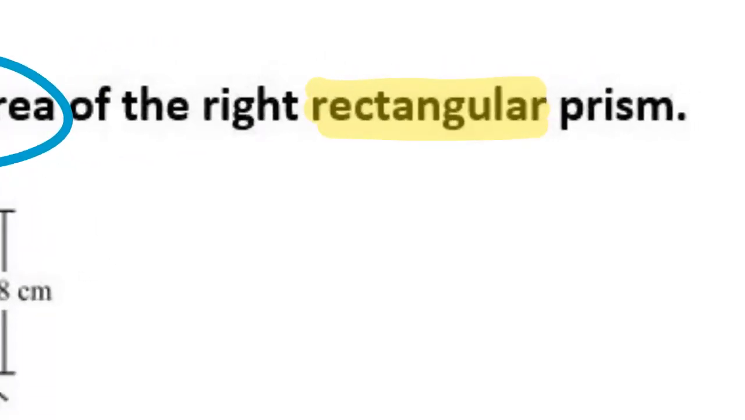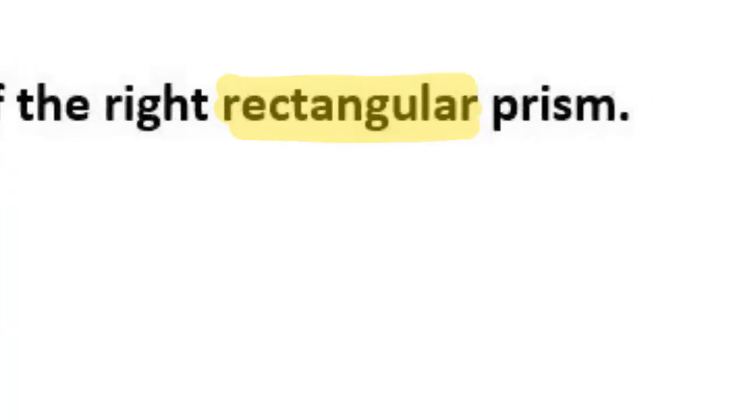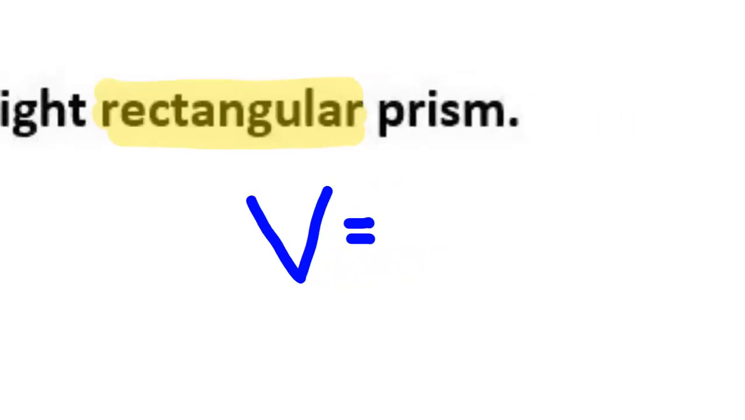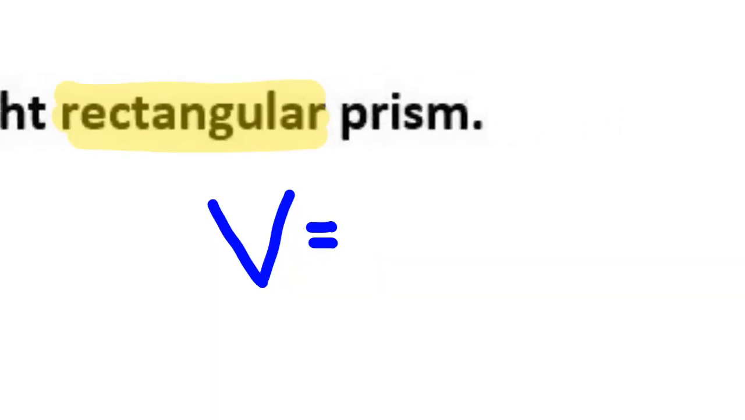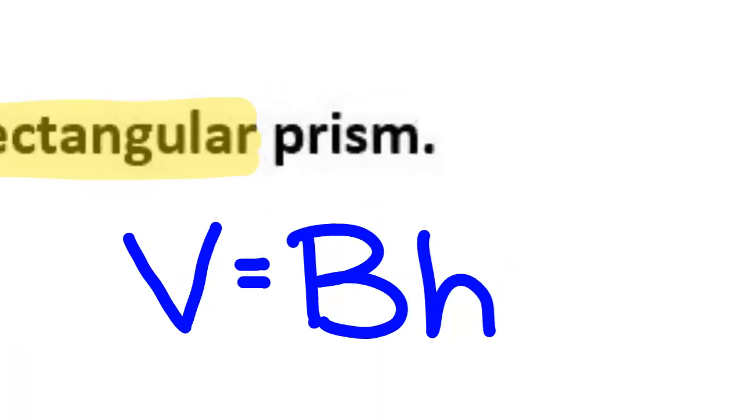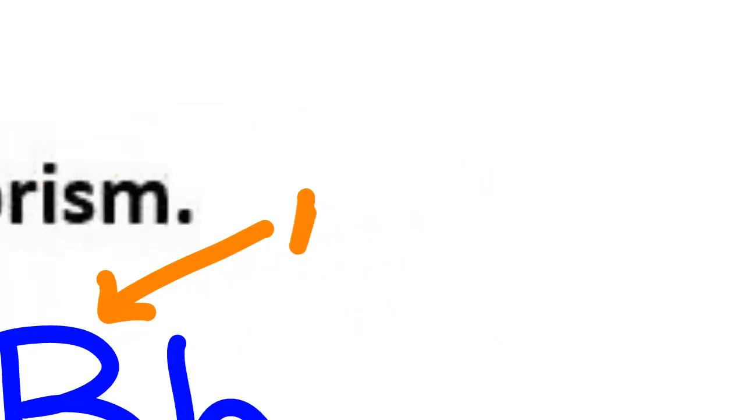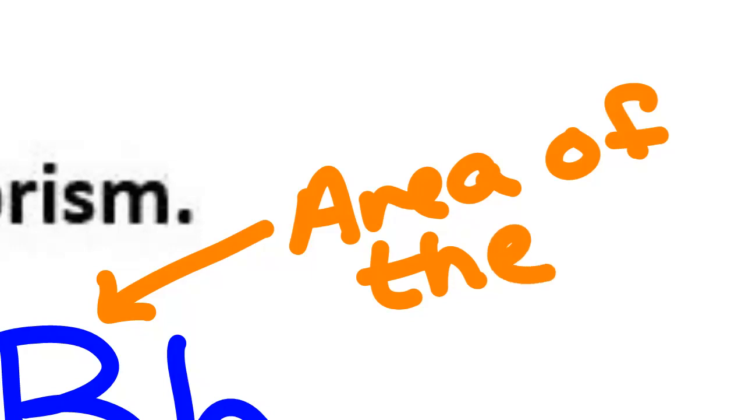I'm curious if you guys could flip back to page 9 and tell me what the general volume formula is for any prism, not just a right rectangular prism. What is that volume formula? Base times height. Yep, area of the base times the height. But it is a capital B, that means area of the base.